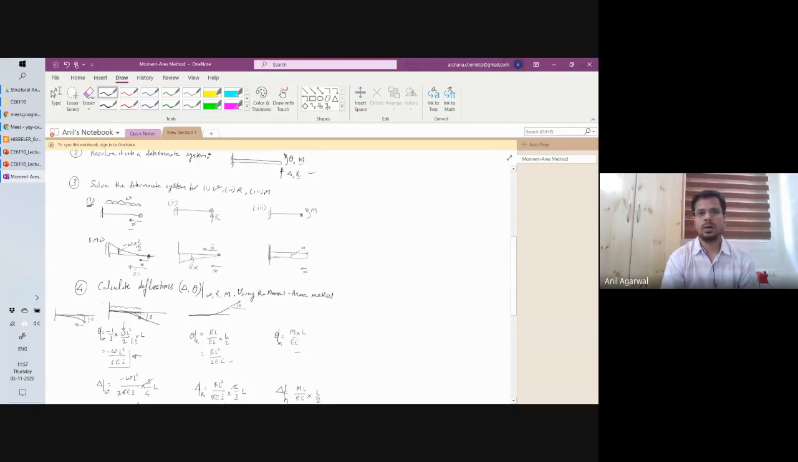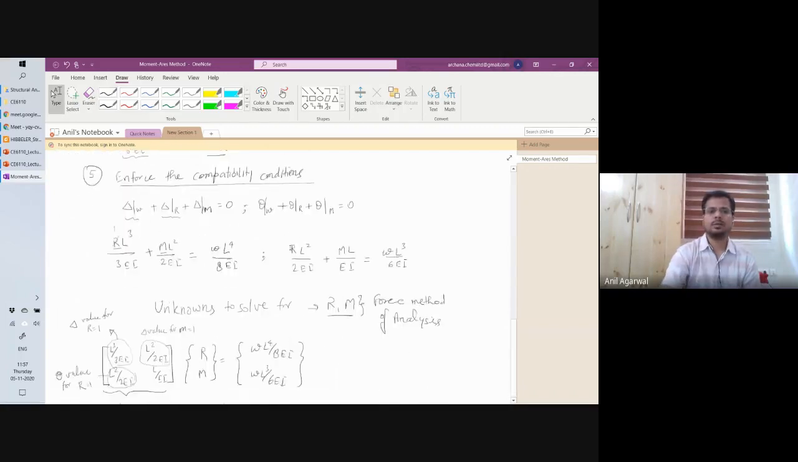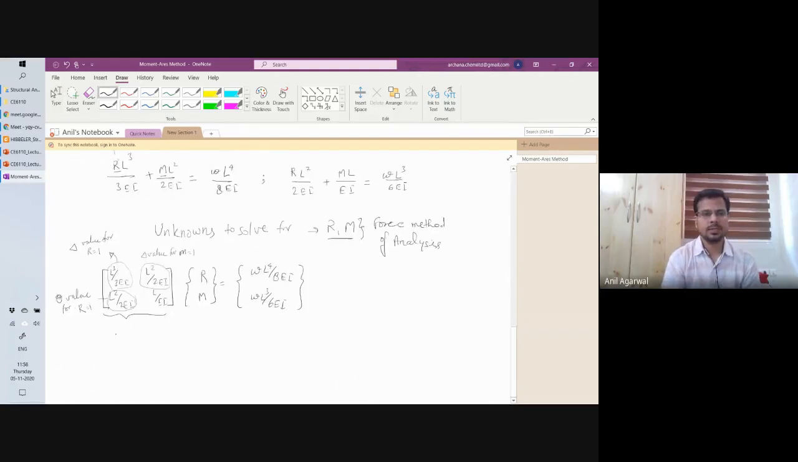So earlier, the two terms were saying how much vertical movement I am getting if I apply R is equal to 1 or M is equal to 1. And the second row of that matrix is saying how much rotation I am going to get if I am applying a unit R in one case and a unit M in the other case. These are nothing but your flexibility terms. These are the deformations for unit force. That is very much the definition of flexibility. So this becomes your flexibility matrix.